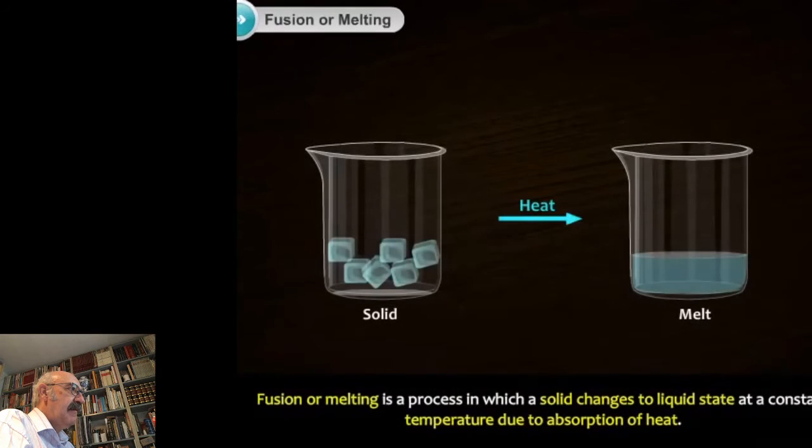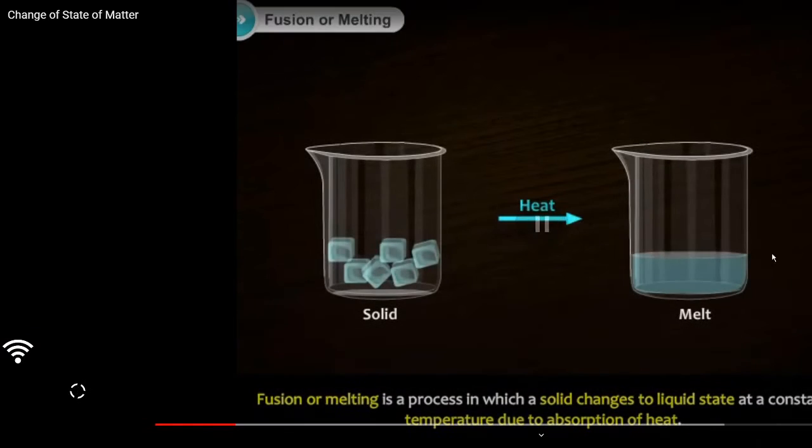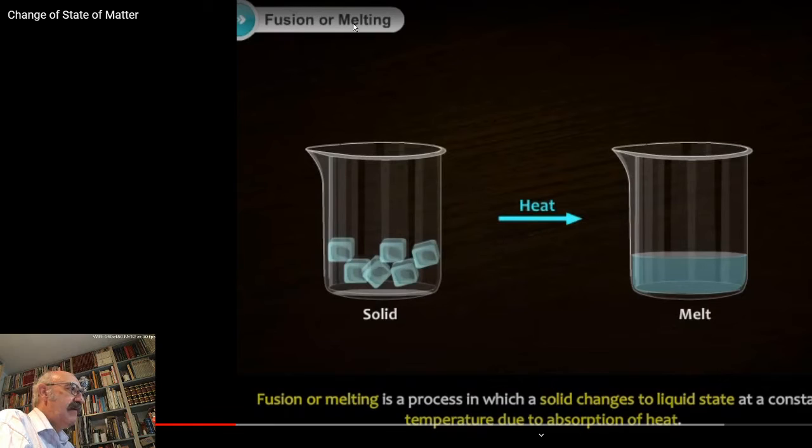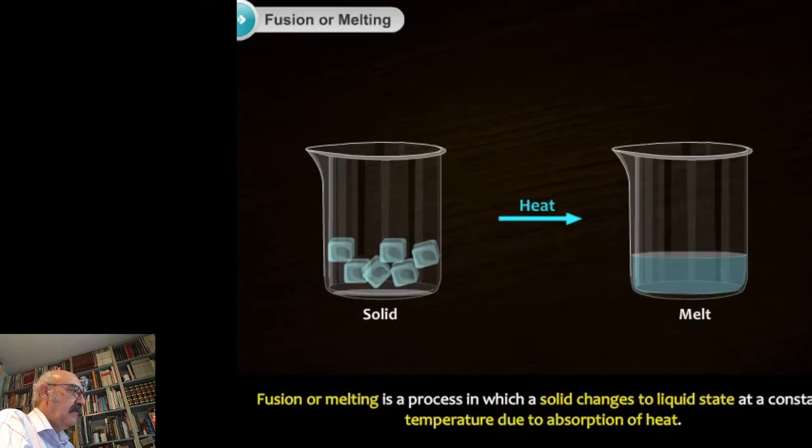Fusion or melting is a process in which a solid changes to liquid. You can use both words. It's the same process from solid to liquid, through heat energy. A solid changes to liquid state at a constant temperature due to absorption of heat.